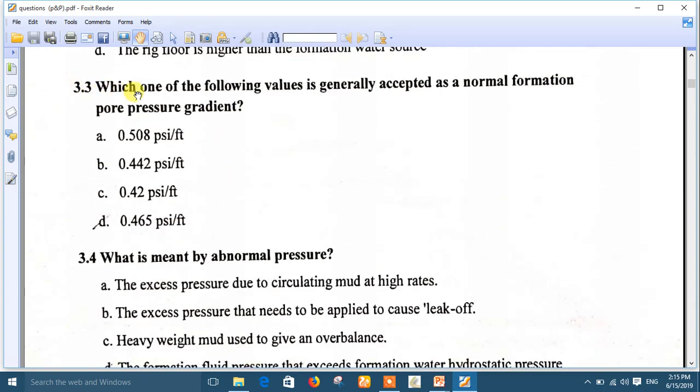Number three, which one of the following values is generally accepted as a normal formation pressure gradient? This you must study by heart. It must be studied already, and you know the number. It is 0.465 psi per foot. So you have to know this number well.